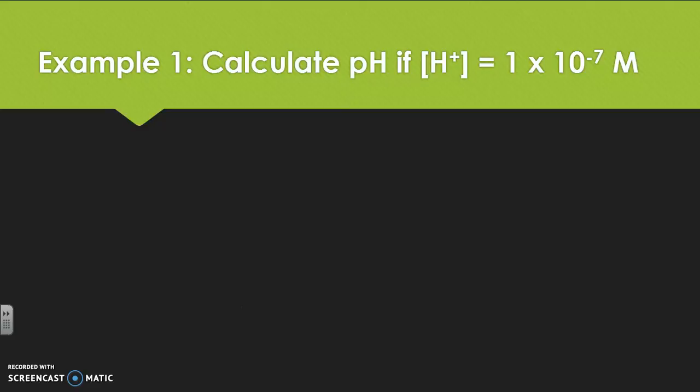All right, so how do we calculate pH if the hydrogen ion concentration is 1 times 10 to the negative 7th molar?